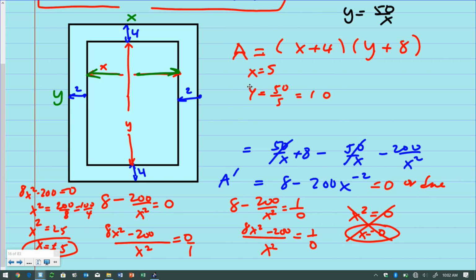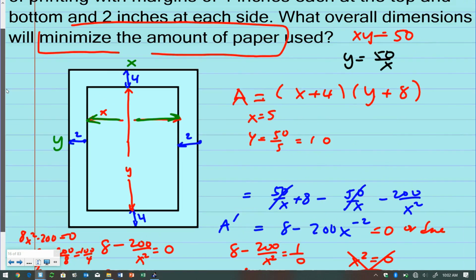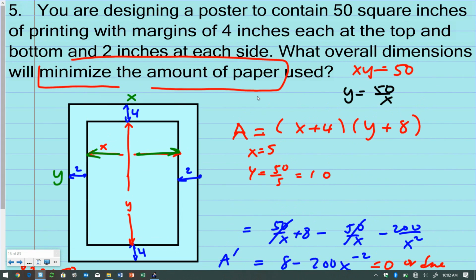All right, and then let's see if I answered the question. What was the question? What overall dimensions? Okay, so do you see your overall dimensions are going to be 5 plus 4, right? That's your 9. And then your y, it's going to be 10 plus 8. So that's going to be 18.